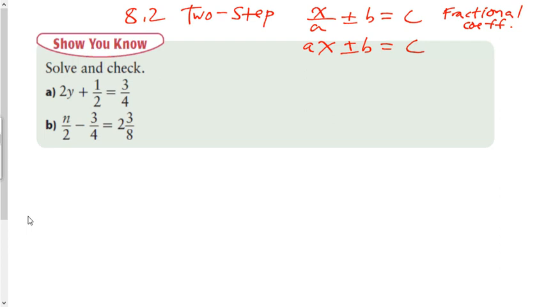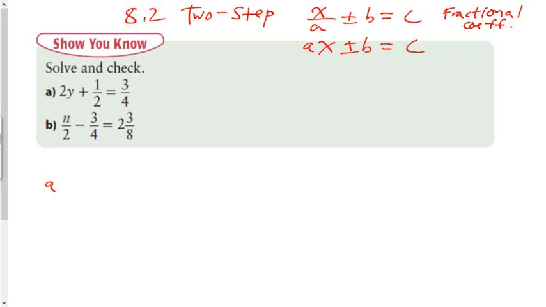This is section 8.2. We're starting two-step algebraic equations using rational numbers in both fraction and decimal form. In grades 7 and 8, we only used integers, like positive and negative whole numbers. But in grade 9, we start using fractional constants and fractional coefficients a little bit more. So you can see by the complexity of these equations, they're still the same process, just different numbers.